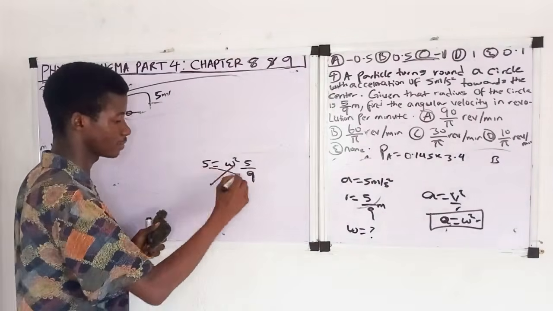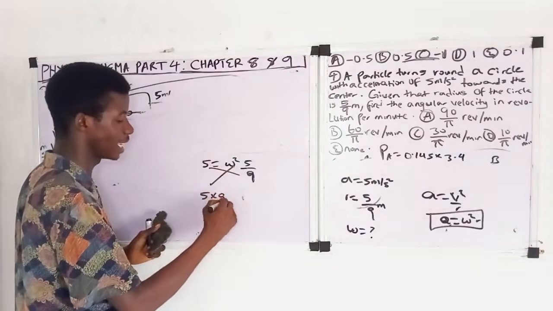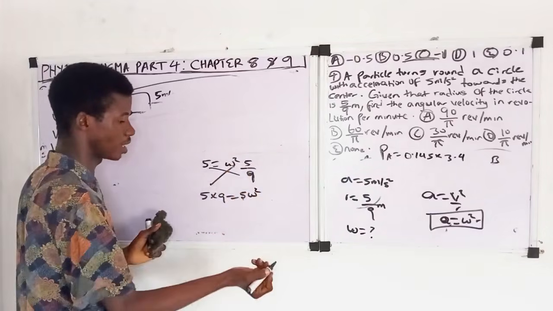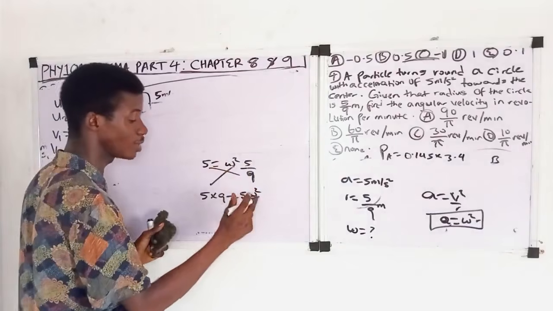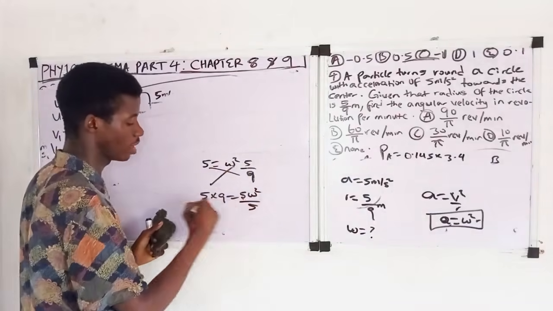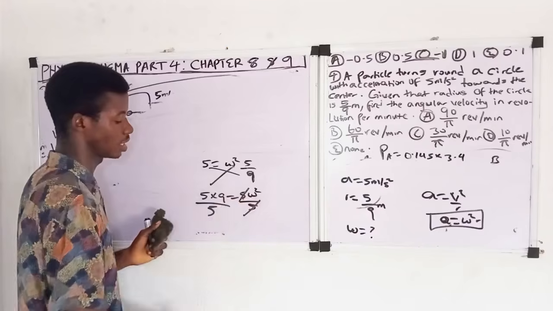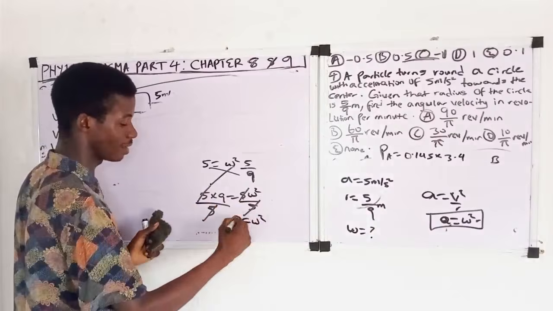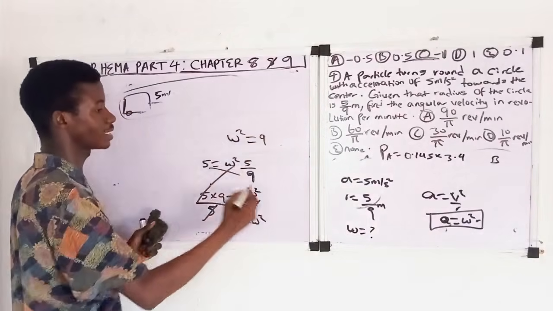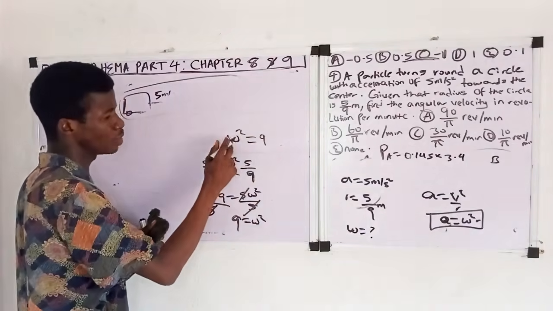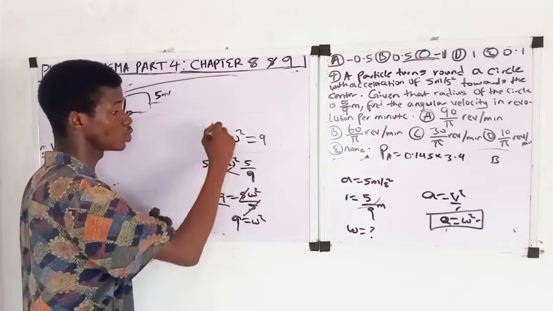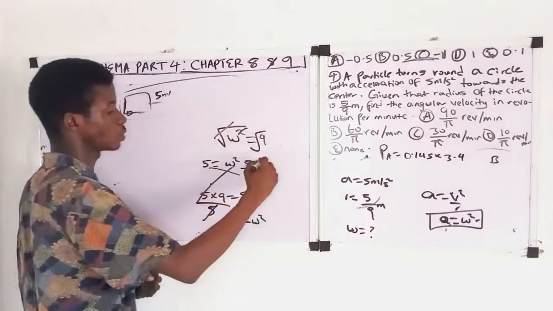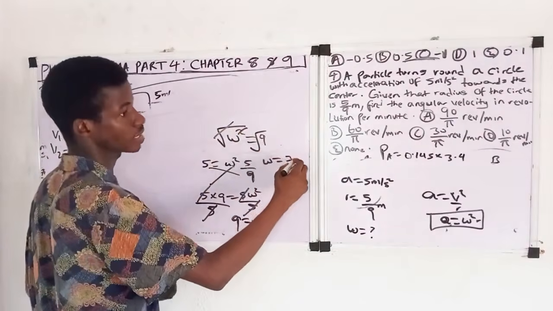If we cross multiply, 5 multiplies 9, and we have 5W squared. We're looking for W, so we divide both sides by 5. This 5 cancels this one, so we are left with 9 equals W squared, so W squared equals 9. Now we're looking for W, so we take the square root of both sides. The square root cancels the square, and the square root of 9 is 3. So the answer is what?